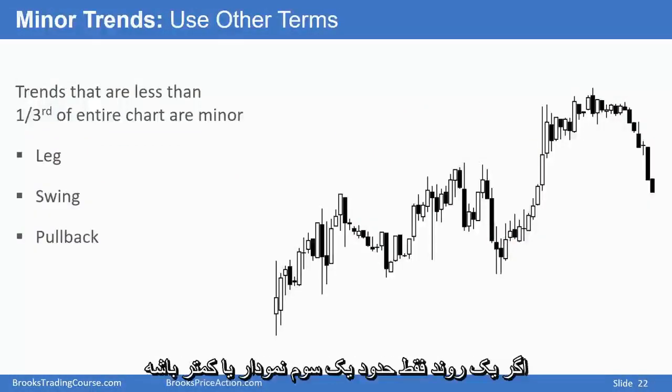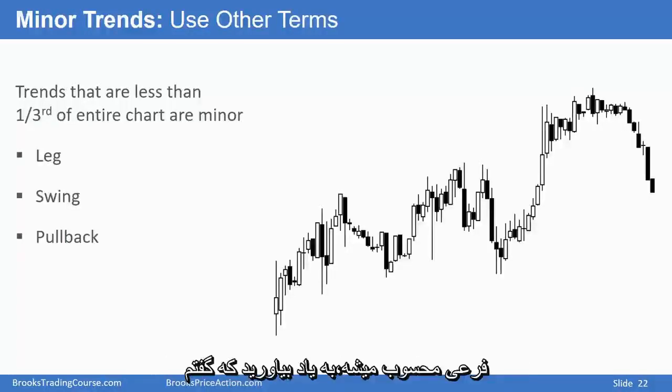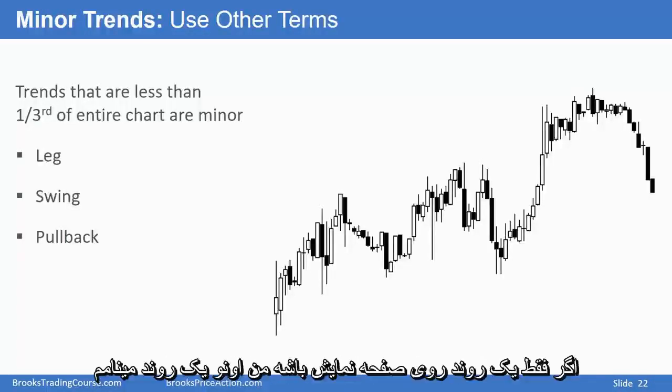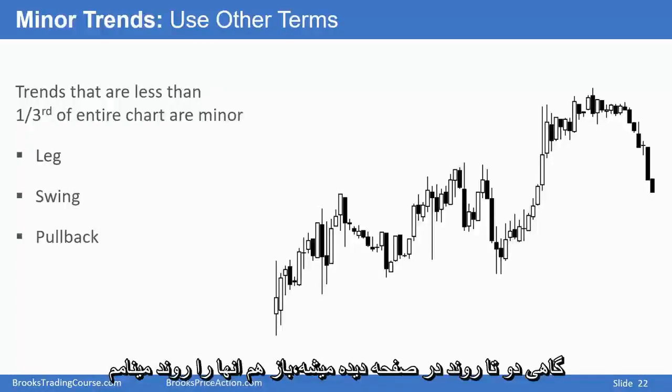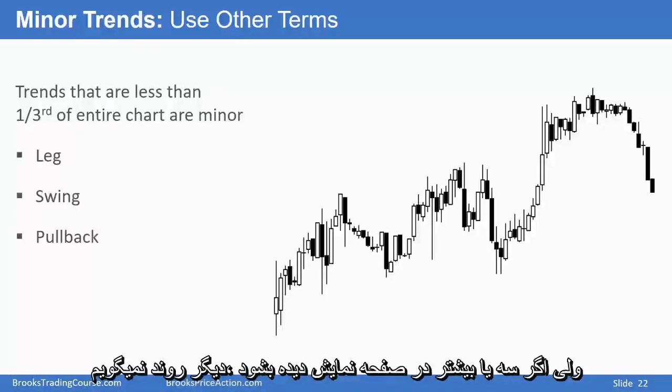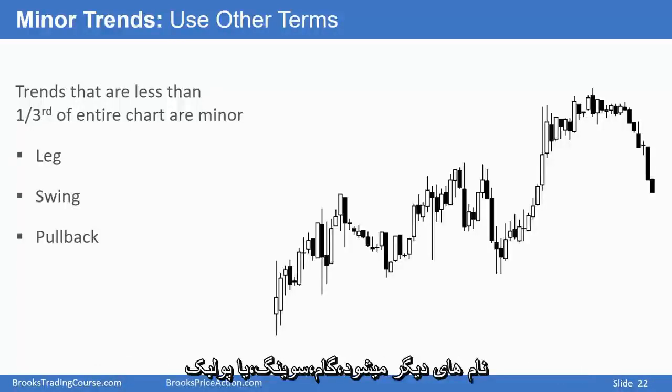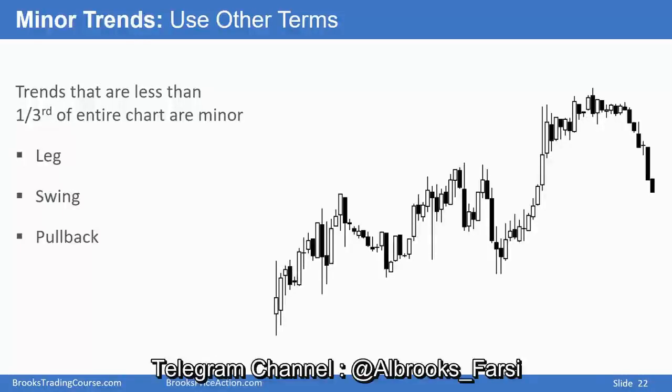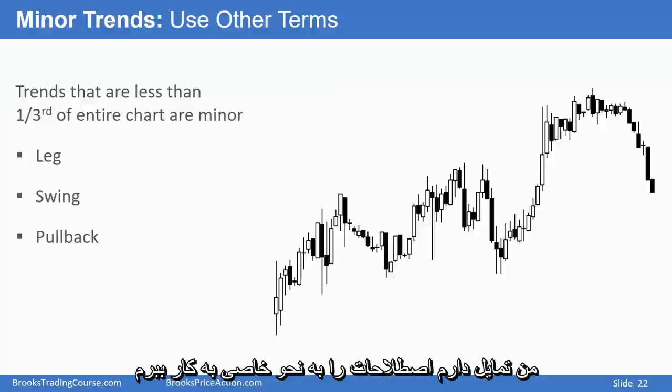If a trend lasts only about a third of the chart or less, it's minor. Remember I said that if there's only one trend on the screen, I call it a trend. Sometimes you'll get 2 trends on the screen, and I'll still call them trends if they clearly are trends. But if you get 3 or more trends on the screen, I stop using the term trend, and I start using other phrases like a leg or a swing or a pullback. And it doesn't matter what you call it. I tend to use the terms in particular ways.